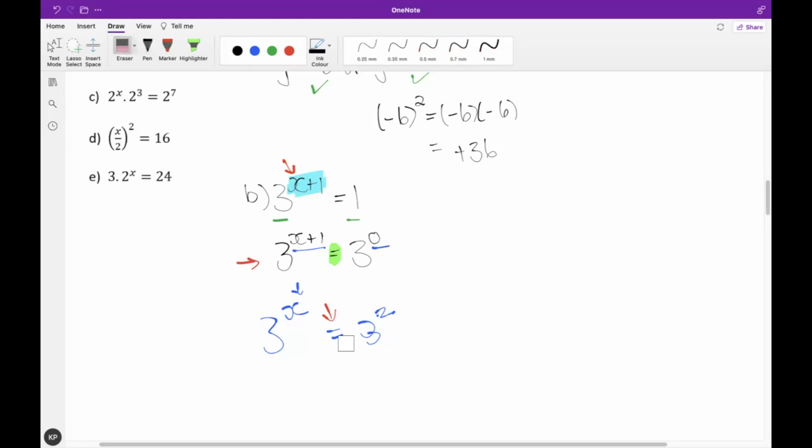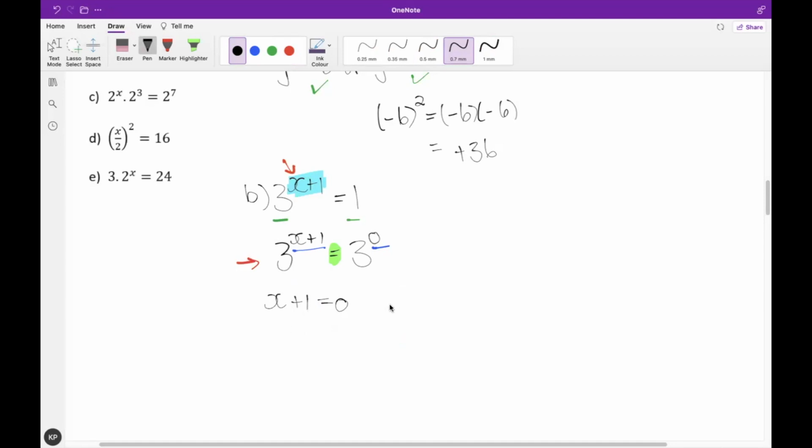Nice, guys. So let's get going. Now that we understand that concept, do we understand why we can now say that means that x plus 1 has to equal 0? Are you with me, guys? Hopefully this makes sense why we do this.